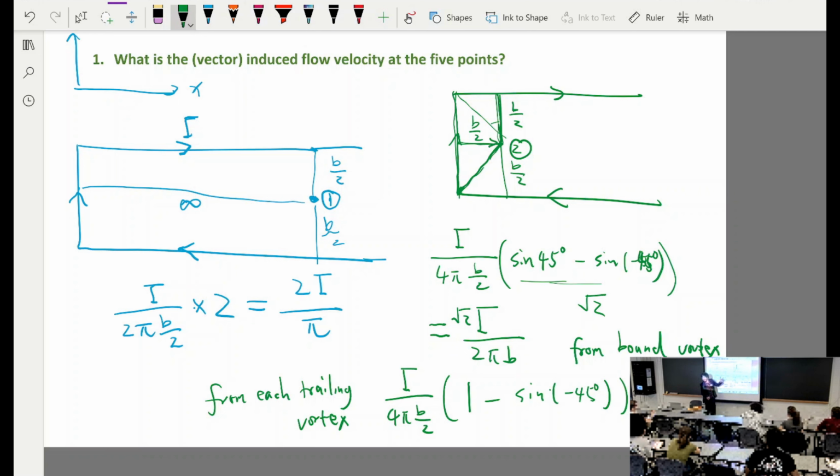Sorry, can I ask you a question again? Yeah, if you go down to the observation point, you're looking straight at the vortex. You have the right side here and the left side here. I thought we did the left side minus the right side. We were doing the right side minus the left side.